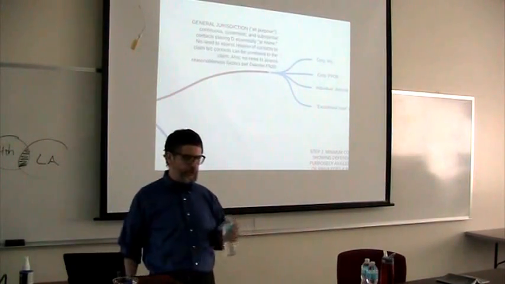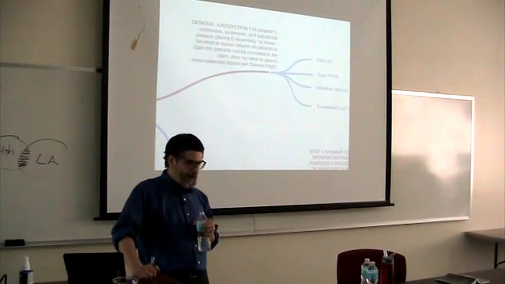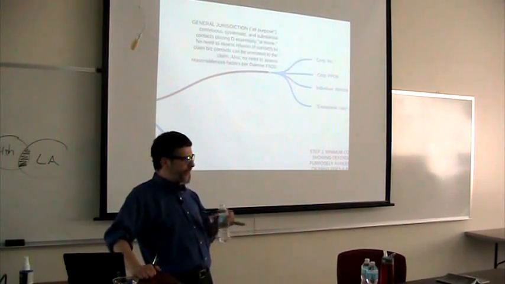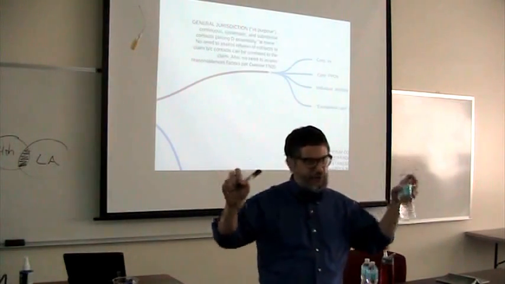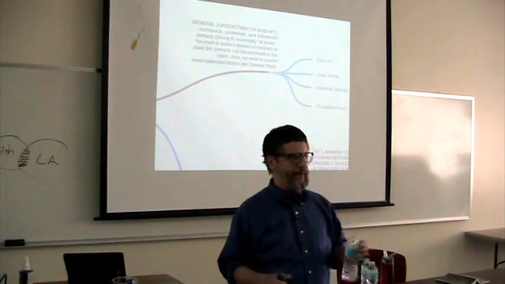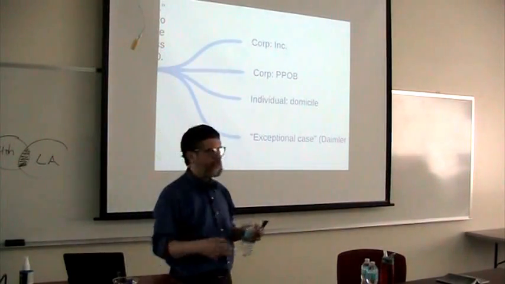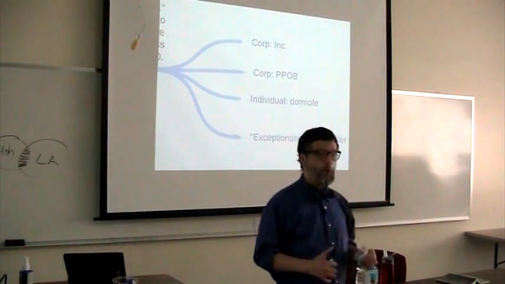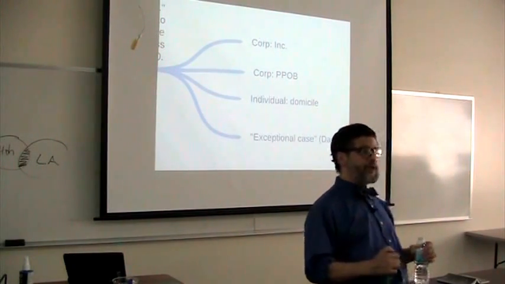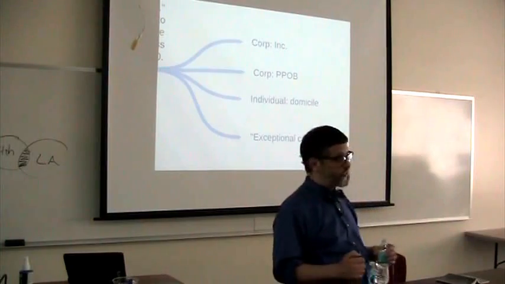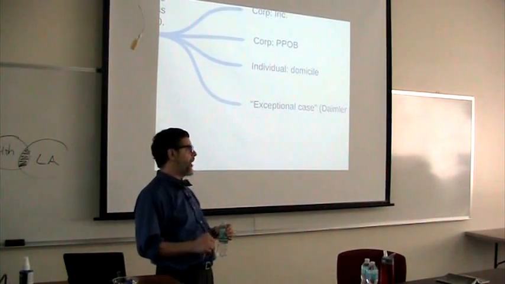Under the recent cases, there's Goodyear, which you read for me, and Daimler, which came down afterwards. There needs to be continuous and systematic contacts with the forum state such that the defendant is, quote, magic language, essentially at home. Well, what does that mean? Let me translate. Essentially at home, in other words, general jurisdiction, is the place of incorporation of a corporation. Principal place of business is another place, and the place of incorporation is essentially at home. A third place, if it's an individual, is their place of domicile.